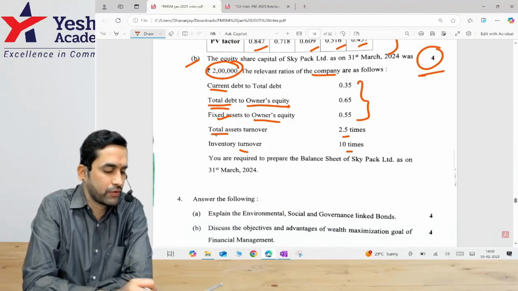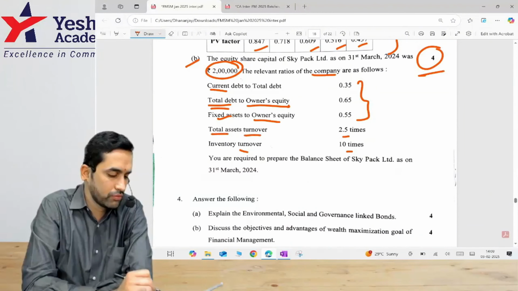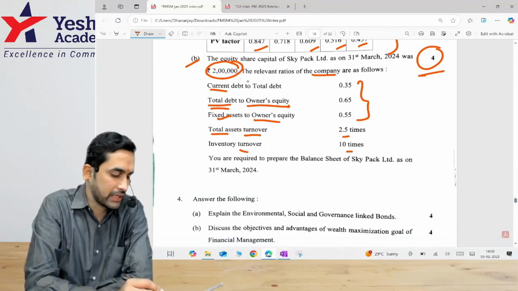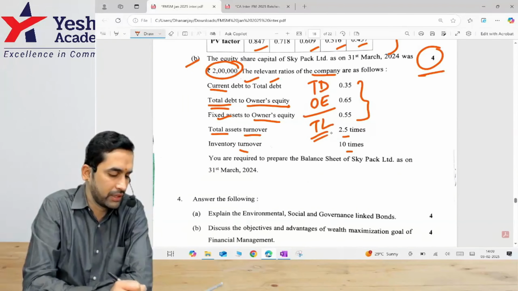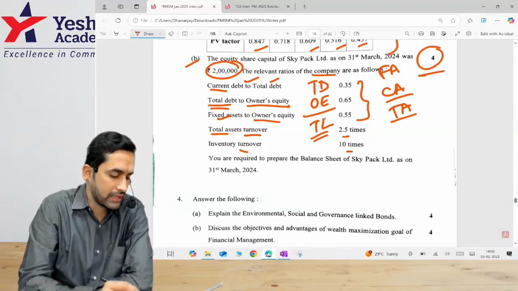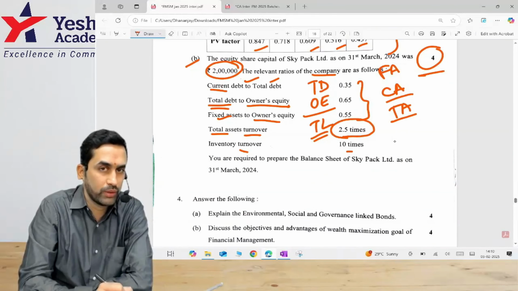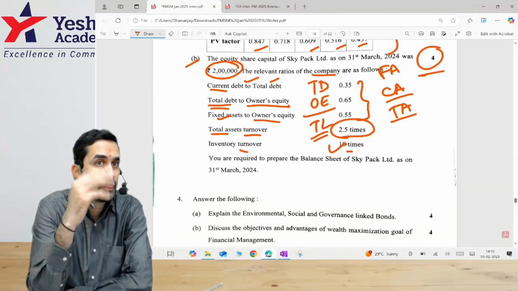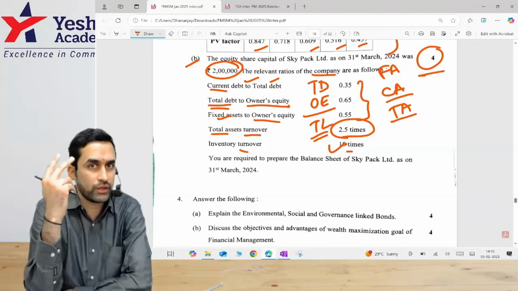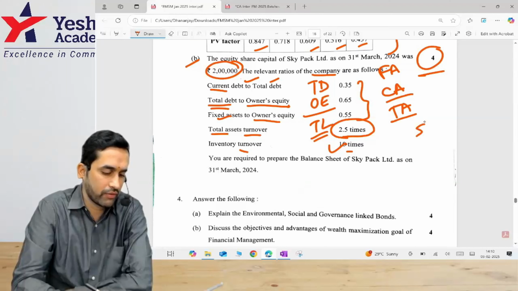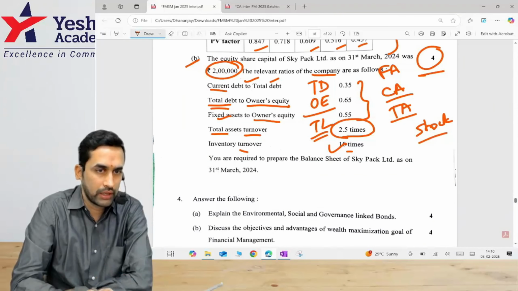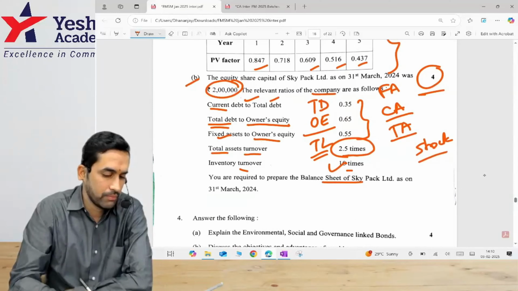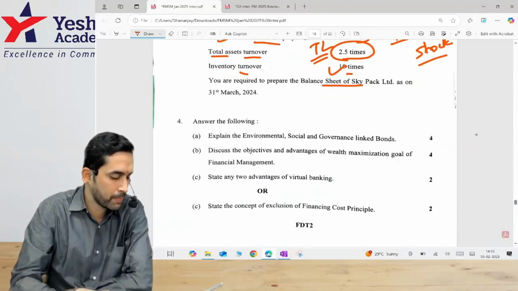And once you get fixed asset, from there you can find out, no, 1 second. Current debt to total debt. Yeah, if you have total debt and owner's equity, you would have reached total liability. That itself is total asset. In that, if you have got fixed asset, balance is current asset. Now from total asset, you can do turnover, you will get sales, and then inventory turnover ratio. If you don't have GP or COGS, then inventory turnover will be based on sales. From there, you can find out stock value. Correct? And then the question is prepare balance sheet for 4 marks.